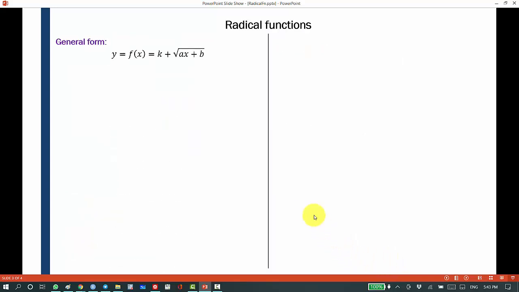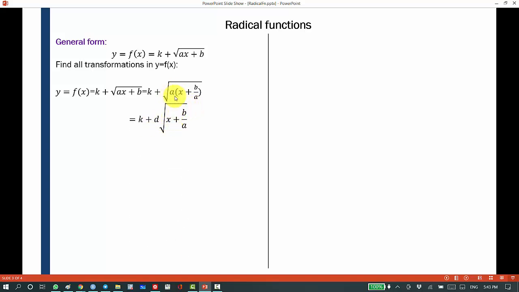The general form of a radical function is k plus square root of ax plus b. We can show that y equals f of x is a child function of the parent function y equals square root of x. To do that, we take a as a common factor, x plus b over a. Then we take the square root of a, denoted by d. What remains under the radical sign is x plus b over a.